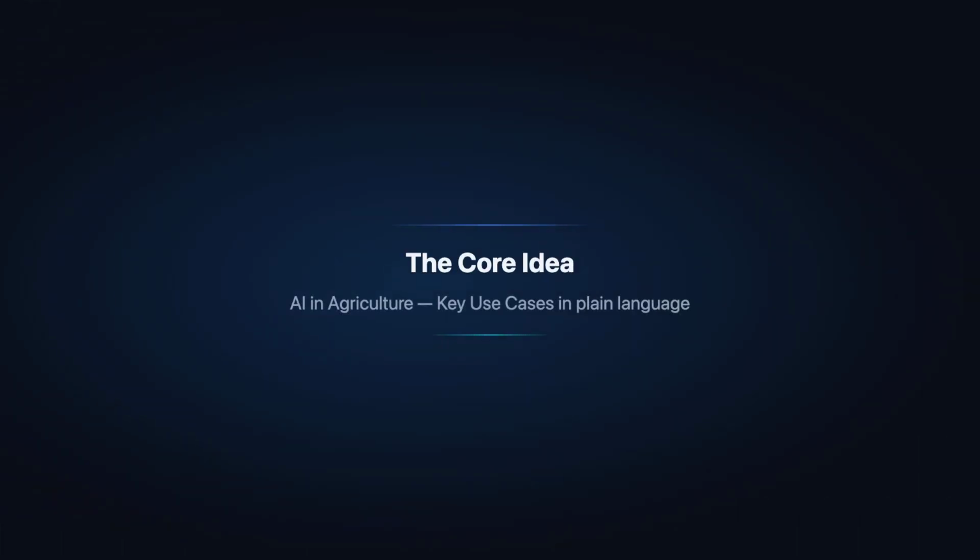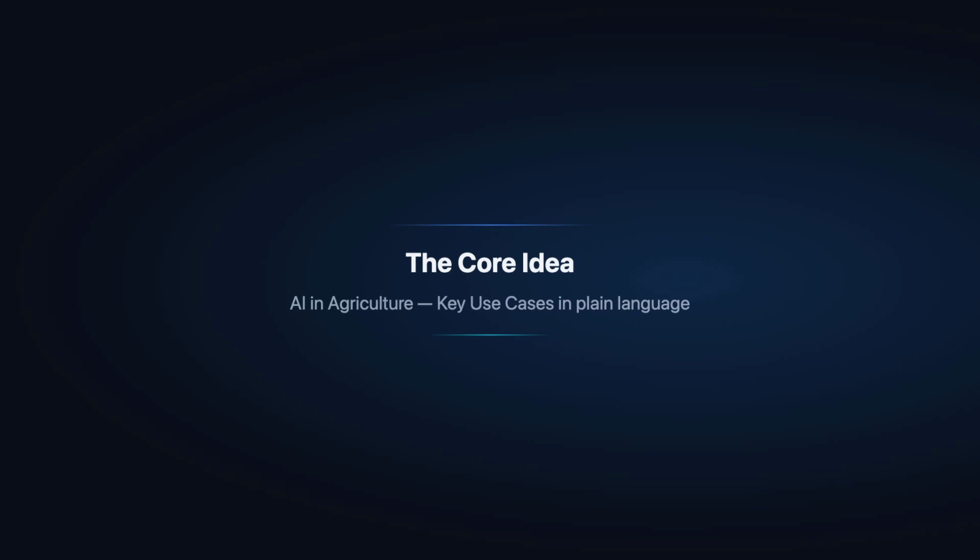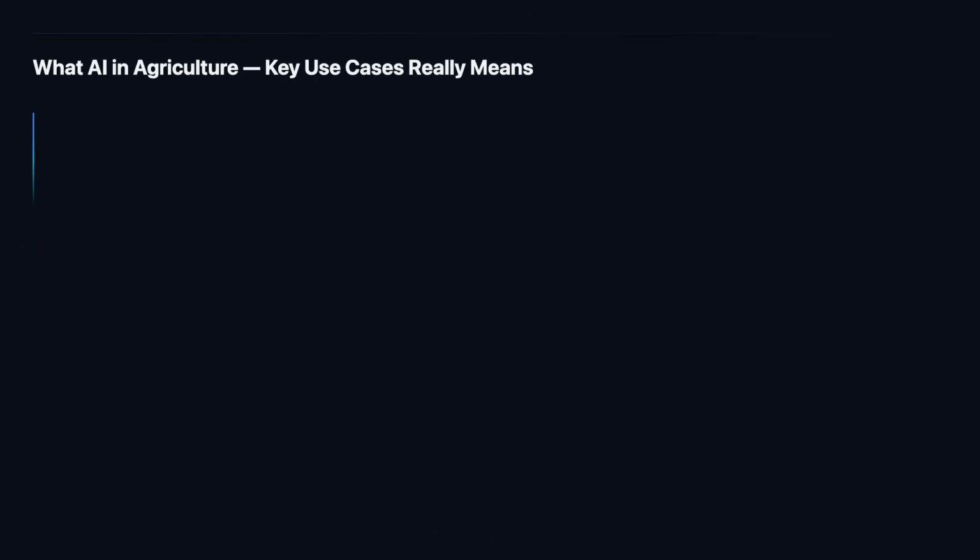Let's start with the core idea behind AI in agriculture, key use cases. Here's the essentials of AI in agriculture, key use cases in plain language, what it is, and why it was introduced. AI in agriculture, key use cases has become one of the terms you keep seeing in AI posts, research papers, and product launches. It's worth getting a clear, precise definition.